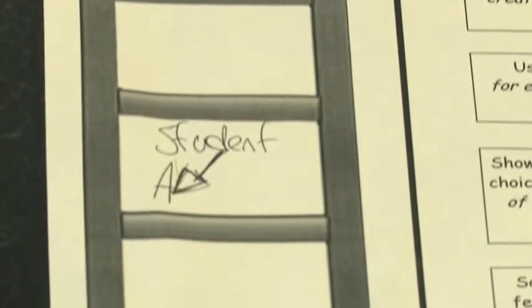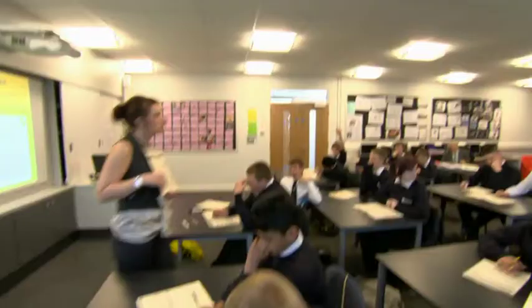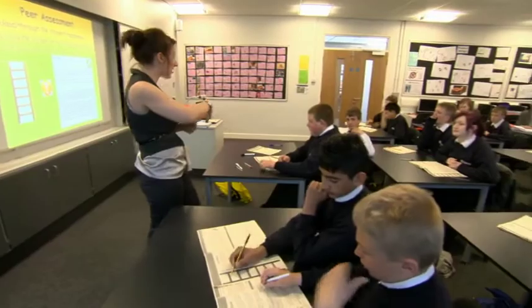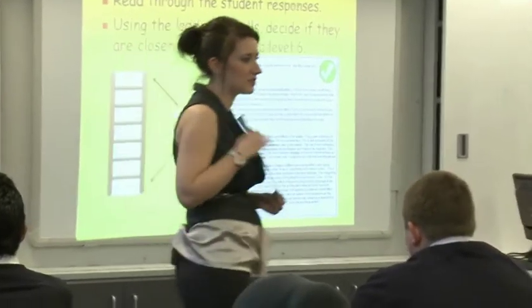What about student B? Where do you think they are? Can somebody point on their ladder of skills where they think? One of these? Here. You're absolutely right. We're starting to look at level 6 right in here. Can somebody give me a reason why? One reason why they think they're starting to get a level 6.